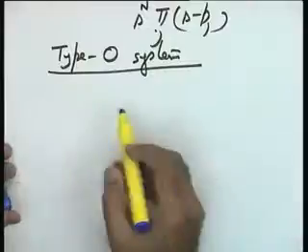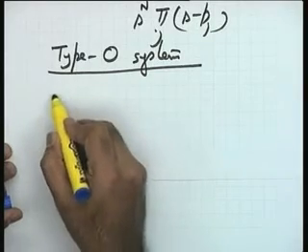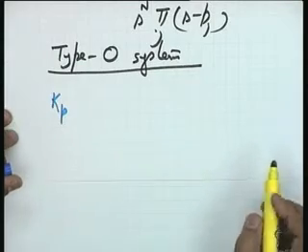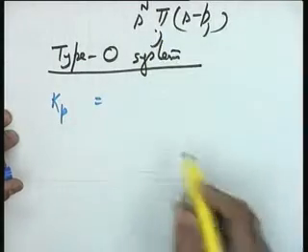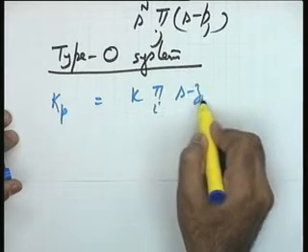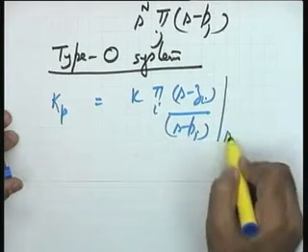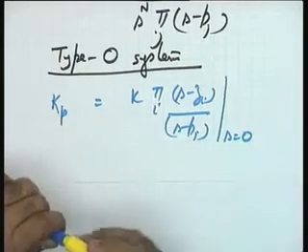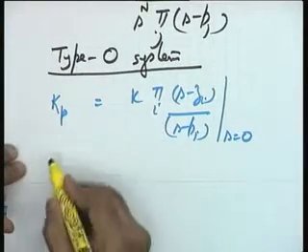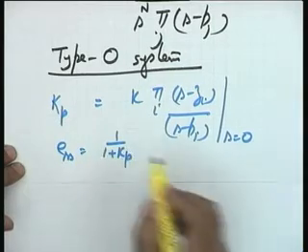Type 0 system, since you have referred to this point, help me please, what is the value of Kp for a type 0 system? This is equal to, look at this point, K product of (s minus zi) over product of (s minus pj), at s equal to 0. So what is the steady state error to step inputs? The steady state error to step inputs is 1 over 1 plus Kp, which is finite.